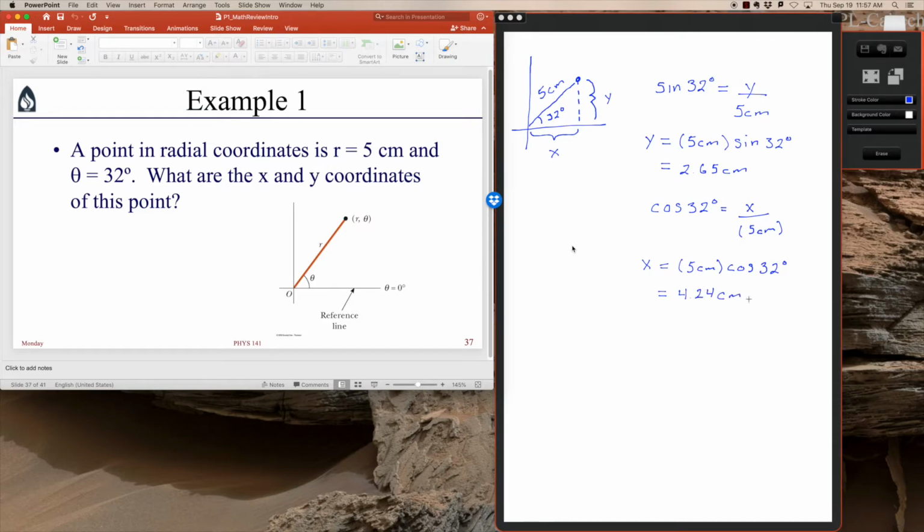So now I can write my point in the xy coordinate system. So the xy coordinates of this point would be 4.24 for the x and 2.65 for the y direction, and that would be in centimeters.